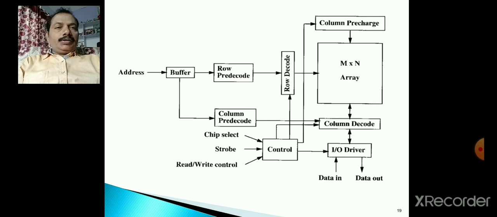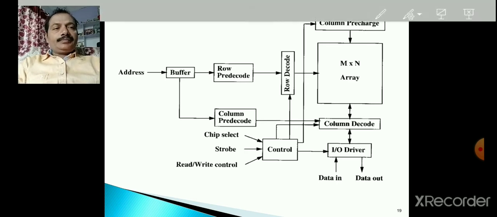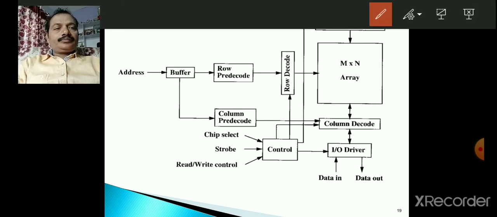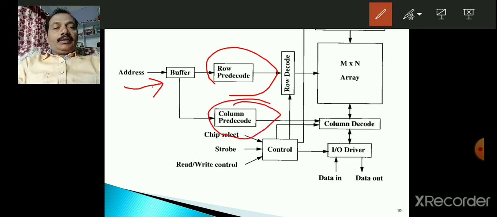Now, if you observe here, this is another memory architecture. This is the M by N memory, M locations and N is the word length. So this is the one memory. And if you observe, additional gate circuitry is also necessary for proper communication of the CPU with this memory. Hence, this is the additional circuitry. Here, the CPU sends the address through the address buffer, and row pre-decode and column pre-decode circuits are there, which will decode the address issued by the processor CPU.